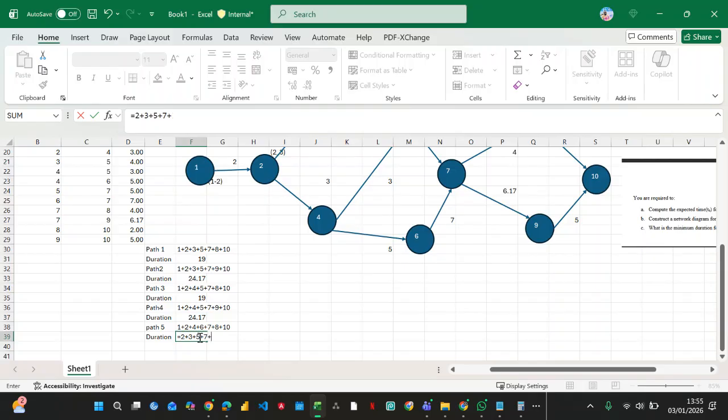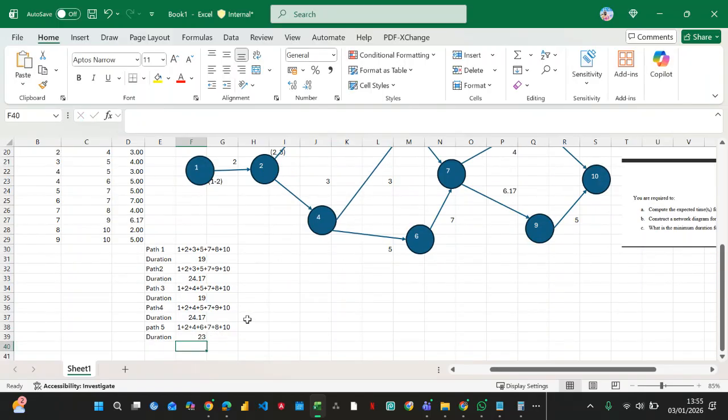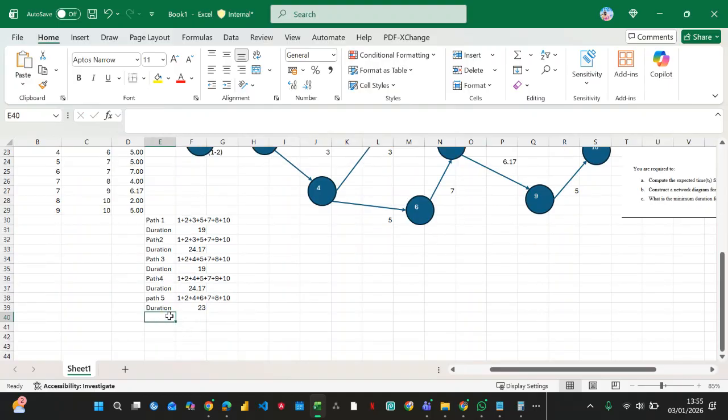Plus 7, right? And then plus 4 plus 2. I can't see the last one, but I think it's 2. Then it's 23. Okay, so let's try this one.